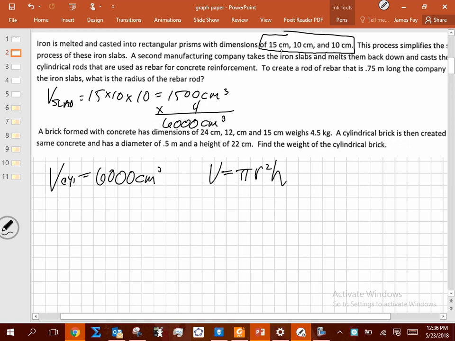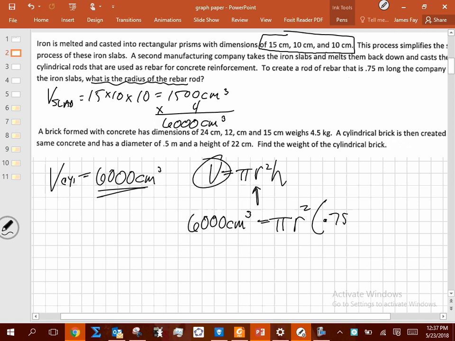The question at hand is, what is the radius of the rebar rod? What is that r? Well, do I know that value right now for my rebar rod? It's got to be that, doesn't it? It's the amount of volume that I have as a melted liquid right now. So that's 6,000. I'm going to put my units here as well, just so we pay attention to something here in a moment. Pi is pi. R squared, R is what I'm looking for. But H now is 0.75 meters, right?